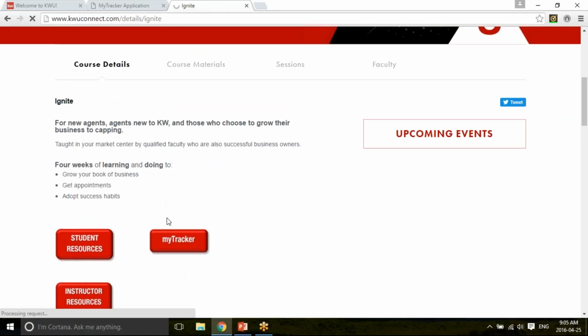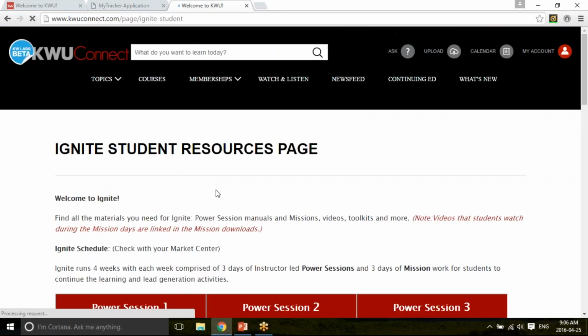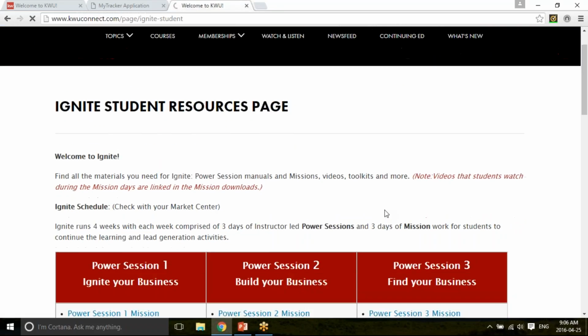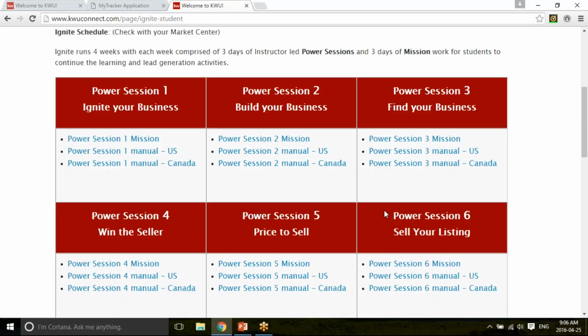So there's 2 things in here we're going to look at. One of them is called My Tracker. We're going to come back to this later in the actual section. We're actually going to enter information here. But the second piece is student resources. So when you open up the student resources, it opens up every module that you're in, and you can click on, obviously we're Canada, so we're going to click on the Power Session 1 Manual Canada.